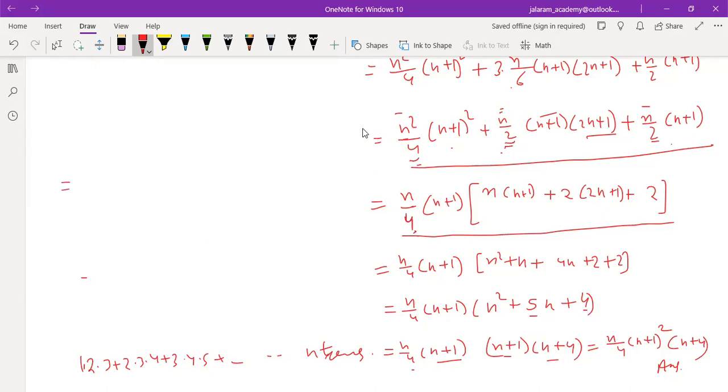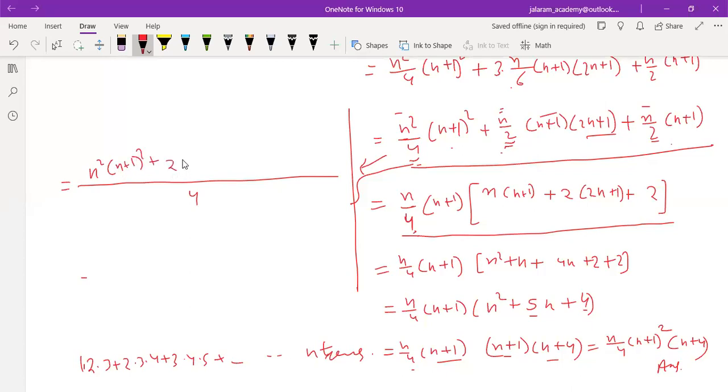Mostly how we do it: first we take the LCM 4, then we write the numerator after this line. LCM is 4, so n square into n plus 1 whole square plus 2 to the 4 into n plus 1 into 2n plus 1 plus 2 to the 4 n into n plus 1.